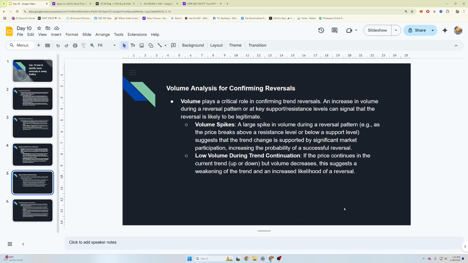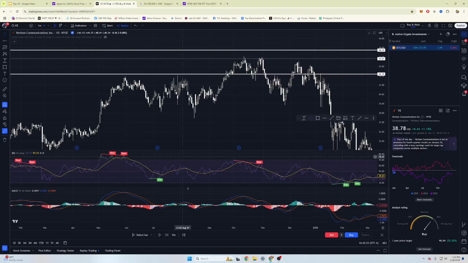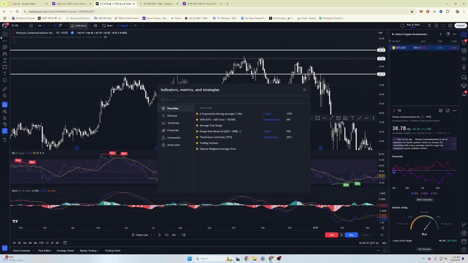Okay, volume: volume spikes, low volume. So we can look at volume. Let's add volume. Usually when you pull up your chart on TradingView, this is TradingView, by the way, TradingView.com, you can look at your charts. We've got volume here. All right, regular volume. That's all I want.